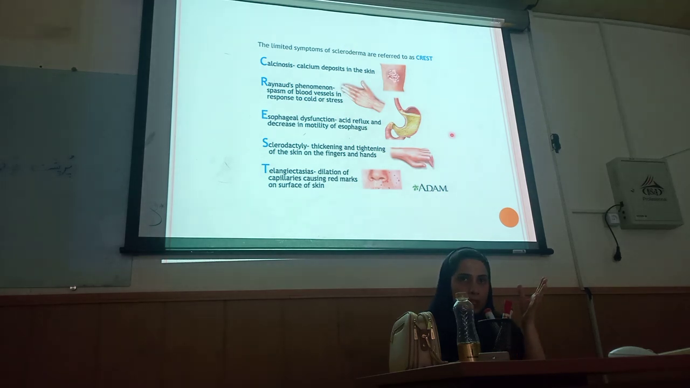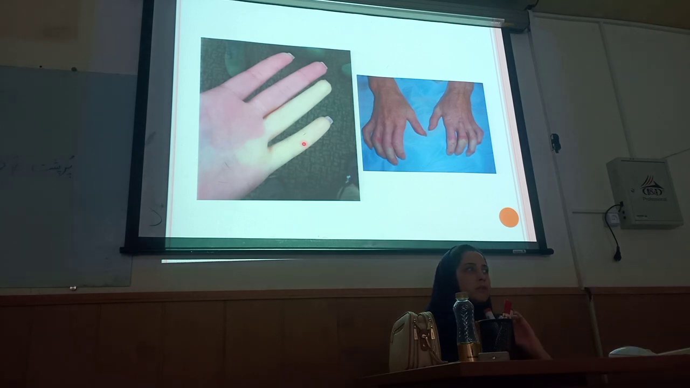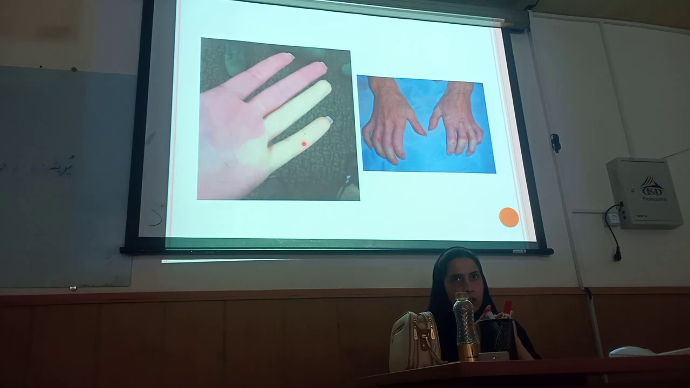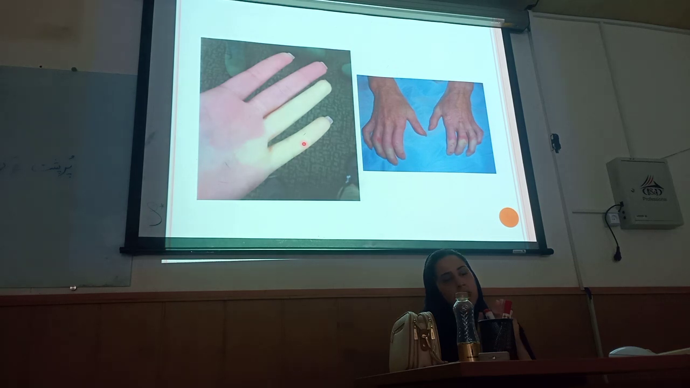Ataxia, telangiectasia. Vessels which can be seen clinically as red marks. And what do we see in this picture here? Color of... No. Deposition. It's Raynaud phenomenon.